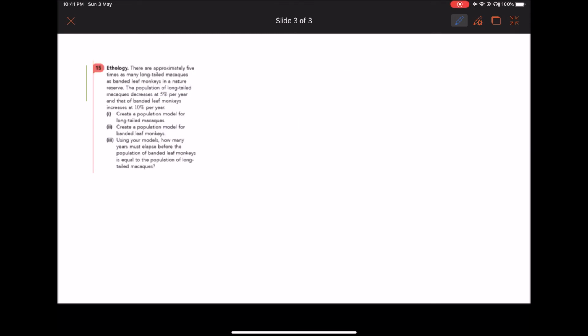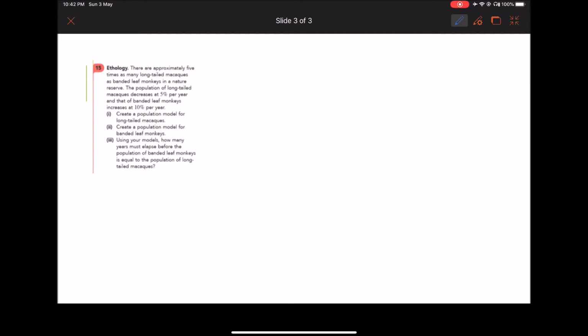Now let's look at ethology. So there are approximately 5 times as many long-tailed macaques as banded leaf monkeys in a nature reserve. The population of long-tailed macaques decreases at 5% per year, and that of banded leaf monkeys actually increases at 10%. So you notice that now there's actually a difference. One is actually more, one is actually less, okay?